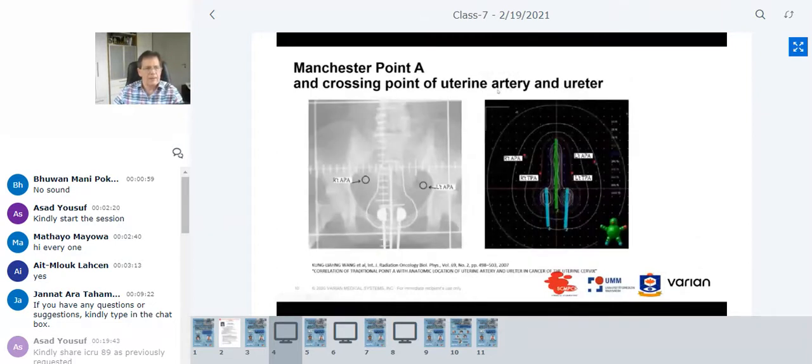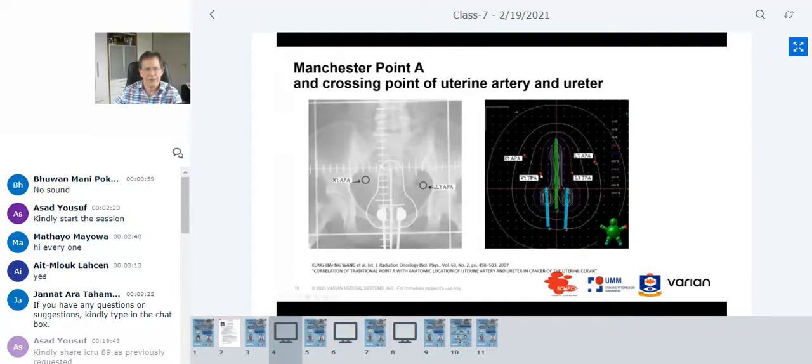There was a nice investigation from Dr. Wang from Taipei in Taiwan. He was investigating whether this anatomical point A, which is identified as the crossing point of the uterine artery and the ureter, is the same as the Manchester planning point A. What he did is he marked these points with some clips intraoperatively. That was a lymphadenectomy that he performed with 12 patients. And then he marked this crossing point of the uterine artery and the ureter, and he compared this with the planning point A.